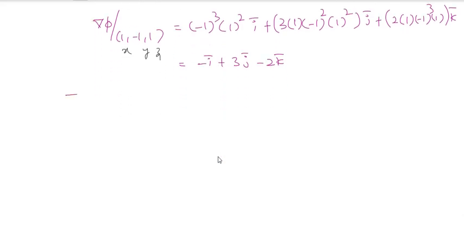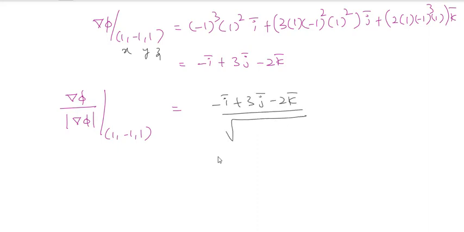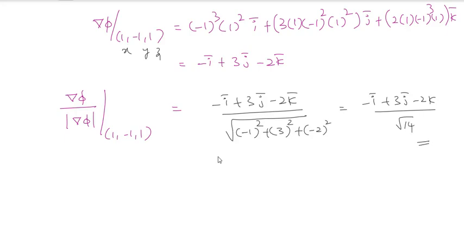Then a unit vector normal to the surface will be what? Del phi by mod del phi at a point 1 comma minus 1 comma 1, which is equivalent to what? Minus i bar plus 3j bar minus 2k bar divided by what? Root of minus 1 whole square plus 3 whole square plus minus 2 whole square. So which is equivalent to minus i bar plus 3j bar minus 2k bar divided by 1 plus 9, 10, 10 plus 4, 14. So which is root 14. So this is a unit vector normal to the surface.